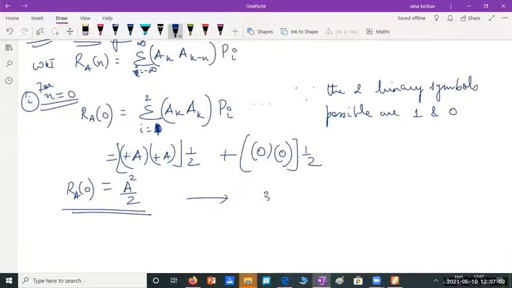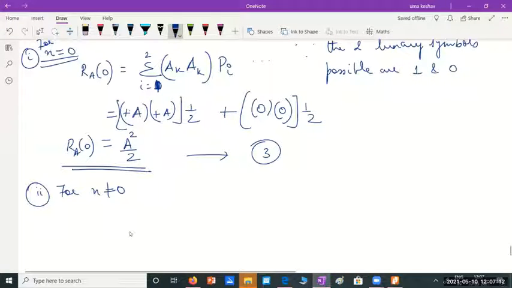this is 3. What's the next one I should do? For n not equal to 0. When n is not equal to 0 and I have only 2 discrete symbols which are transmitted.